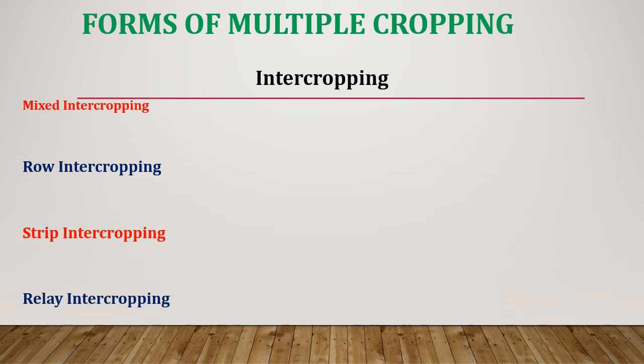Next one is relay intercropping, growing two or more crops simultaneously during part of the life cycle of each. A second crop is planted after the first crop has reached its reproductive stage of growth, but before it is ready for harvest, often simply referred to as relay cropping. Example, rice, fallow pulses.